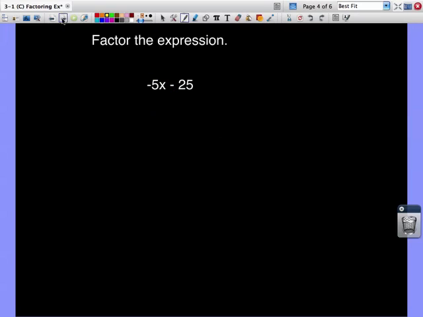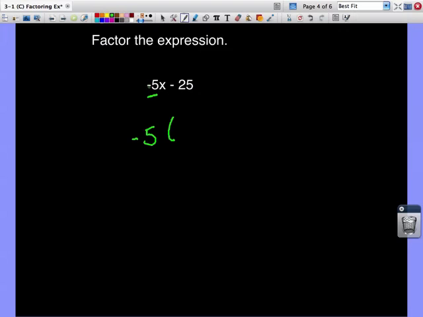Let's look at another example. Now I have negative 5x minus 25. This one's a little tricky because of these negative signs. They do change things just a little bit. The first thing I hope we know is that we have a common factor of 5. But because they're both negative, we actually have a common factor of negative 5. So what I'm going to do is pull out a negative 5.